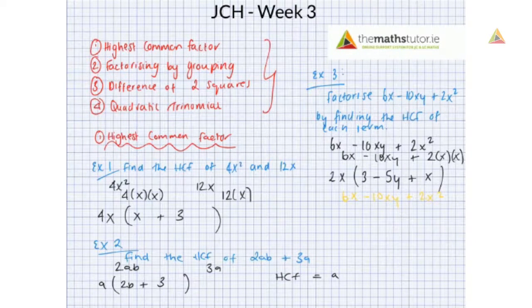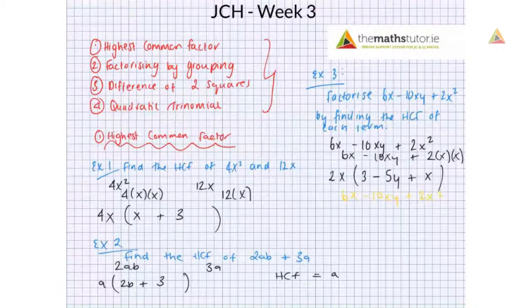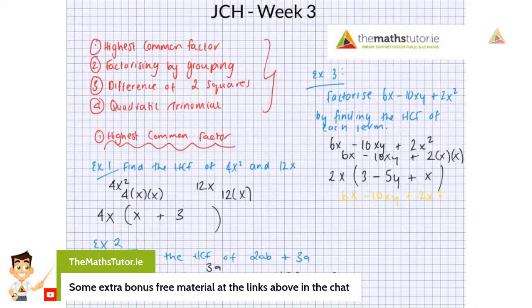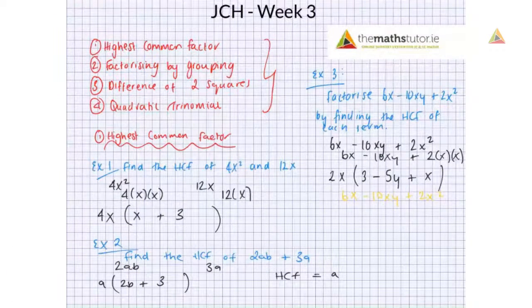So that's it for highest common factor and factorising. So you know now how to get the HCF. You always pull out what's common to the terms. You look for the numbers first and then the letters. So we're going to go on to factorising by grouping now.